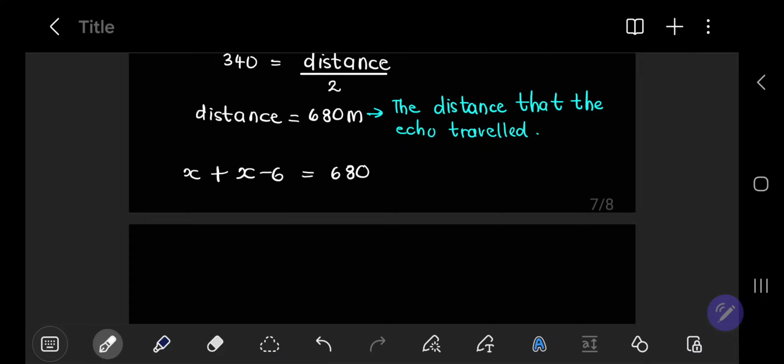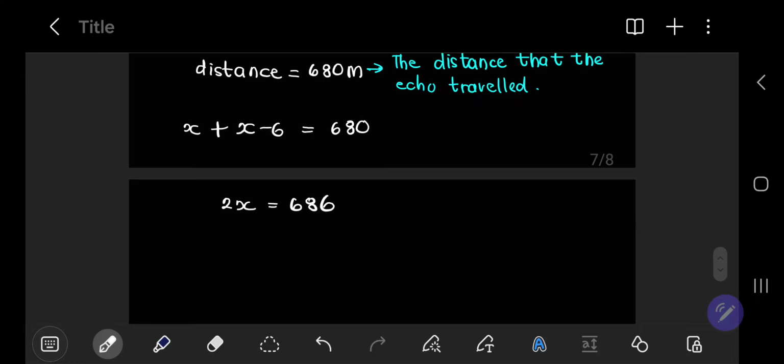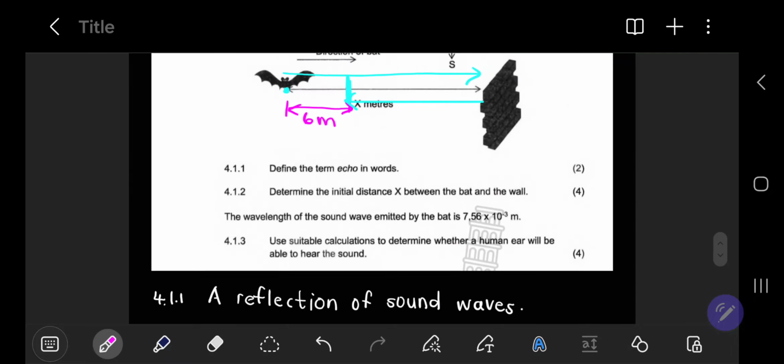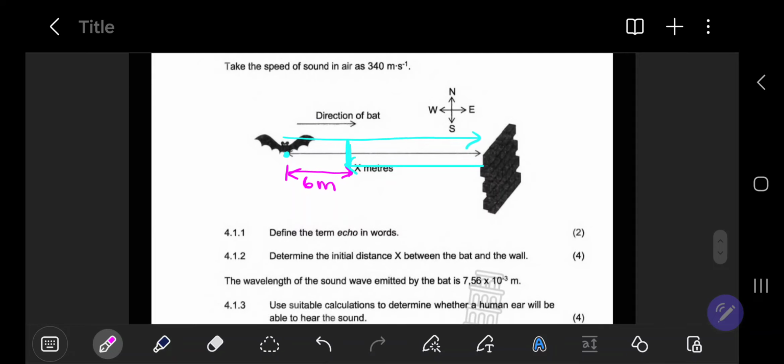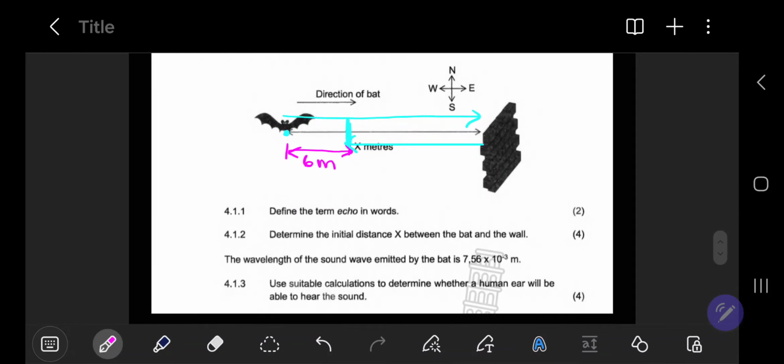Now let's solve. So gathering like terms on the left, we have 2x. Taking the 6 over to the right, we're going to have 674. And dividing throughout, actually that was going to be 686, right? Because it went over and the sign changed. That was a mistake. Then dividing throughout by 2, x ends up being 343 meters. So this represents the initial distance that the bat was away from the wall. That was the distance between the bat and the wall.